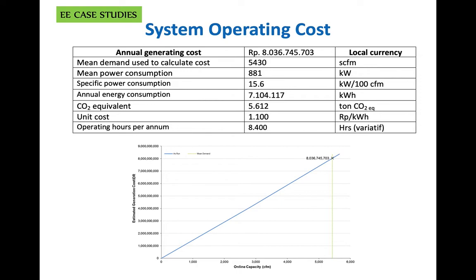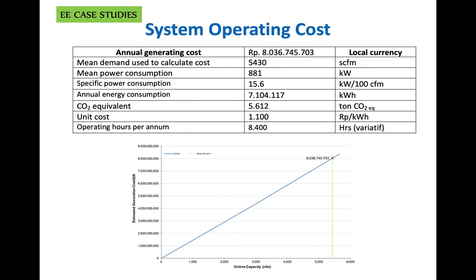I have to remind you that the specific power consumption states the performance of a compressor in terms of energy consumption, so we need this number to be the lowest possible, because when this number is low, it means that the compressor is operating efficiently.